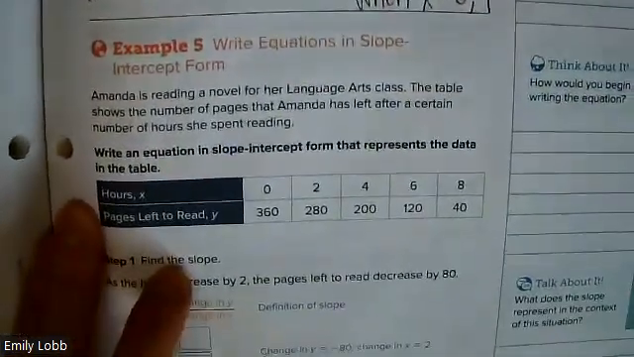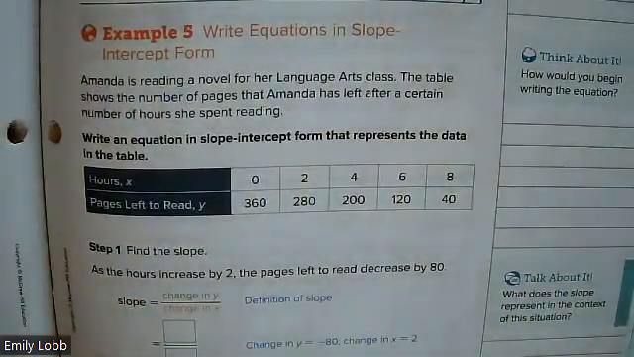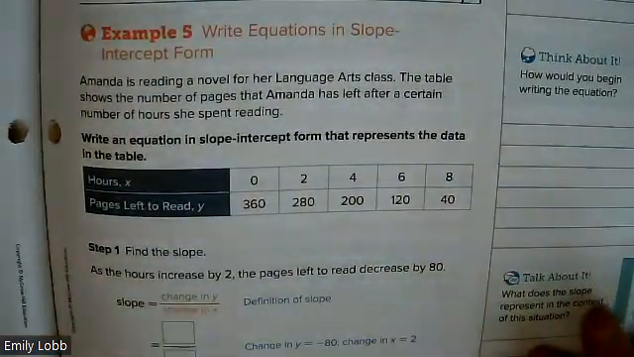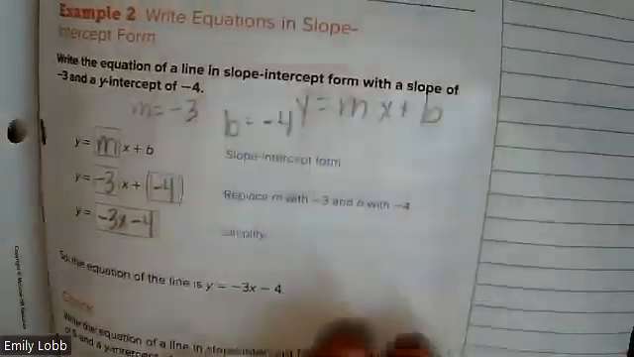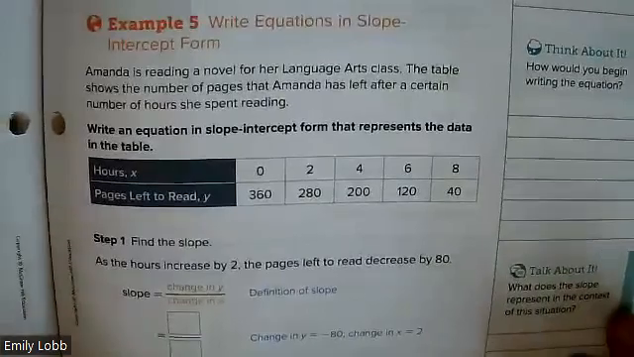All right. So it's just different ways that we have to gain this information. We did it from words. We did it from just being told. Lots of different ways we're figuring out slope-intercept form.